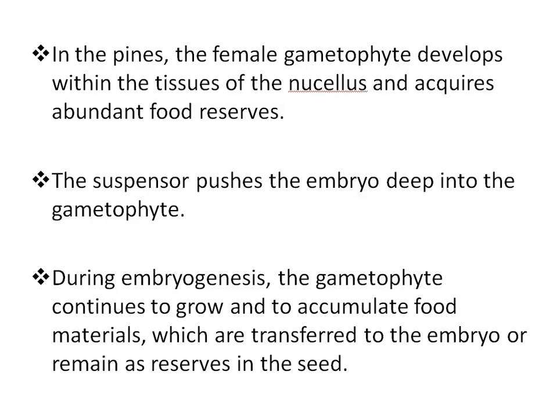In the pines, the female gametophyte develops within the tissues of the nucellus and acquires abundant food reserves. The proembryo forms after a period of free nuclear division in the zygote, and the tier of cells above the basal four then elongates to form a suspensor. The suspensor pushes the embryo deep into the gametophyte. During embryogenesis, the gametophyte continues to grow and to accumulate food materials, which are transferred to the embryo or remain as reserves in the seed.